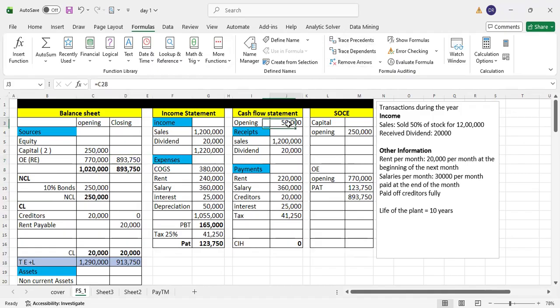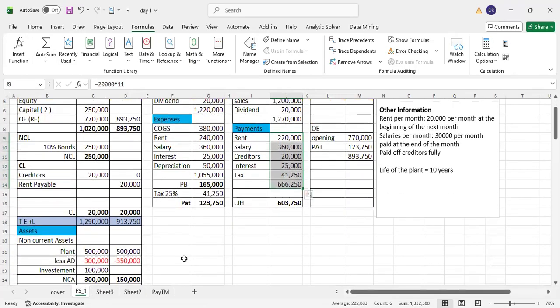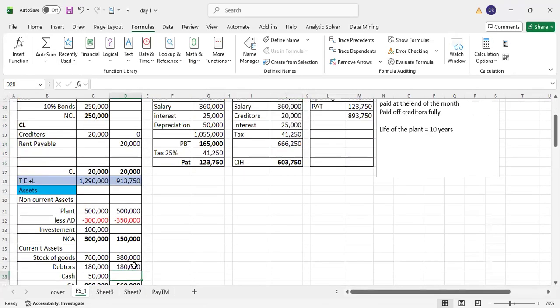Let us find the cash in hand. Cash in hand is equal to cash available minus the cash payments. So cash available is 603,750. And cash in hand is an asset. Cash in hand is an asset transferred to the balance sheet.